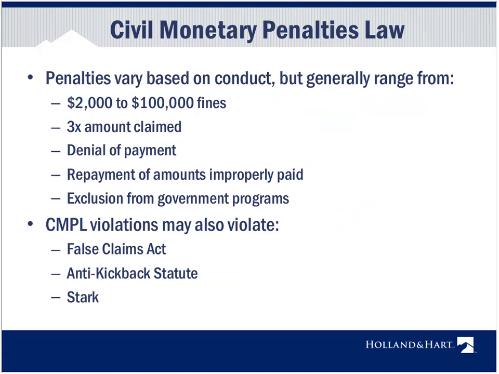First, what are the penalties for a civil monetary penalties law violation? Well, the penalties depend upon the type of conduct involved. It's anywhere from $2,000 to $100,000 in fines. You can get hit with treble damages, denial of payment, and repayments, and you can be excluded from federal government programs. Just like Stark and the Anti-kickback Statute, if you've got a CMP violation, you probably also have a False Claims Act violation and may have an Anti-kickback or Stark law violation.